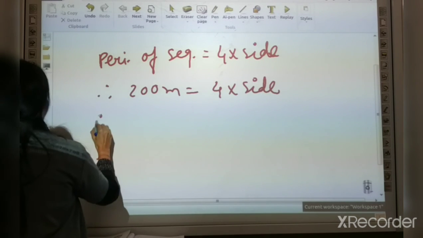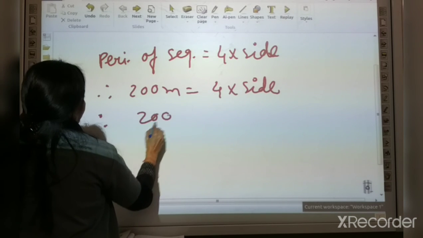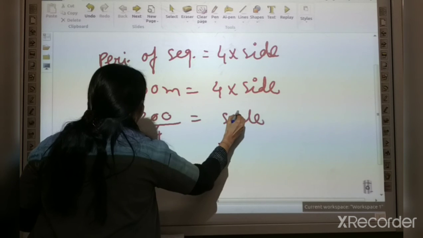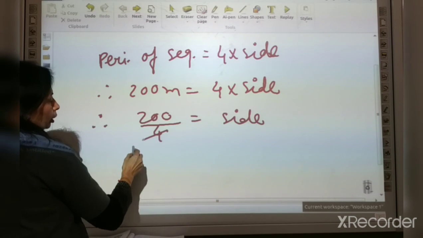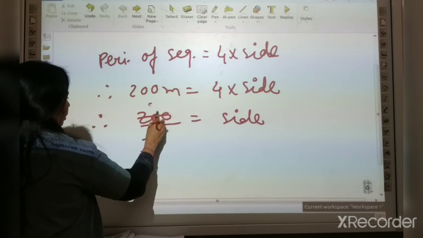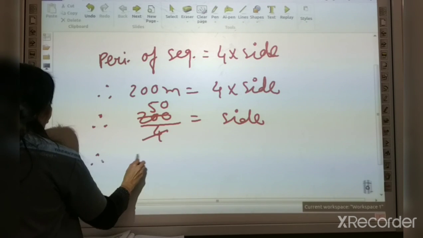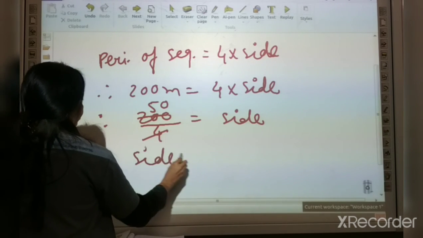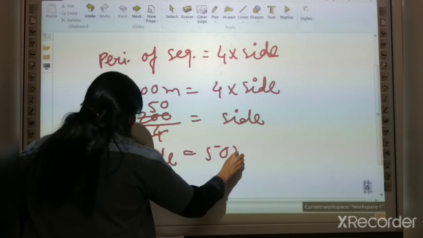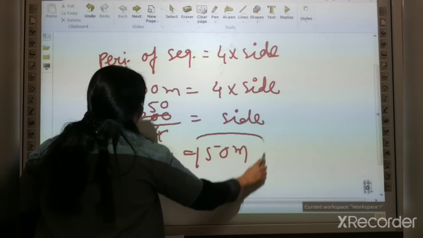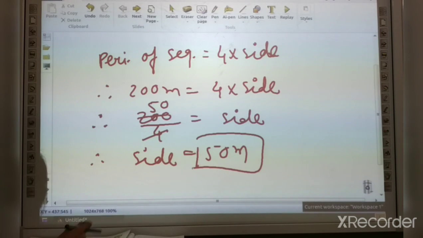Right? So 200 divided by 4. So here we find the side. Now 200 divided by 4. So answer is 50. Right? So side is equal to 50 meter. Your length is equal to 50 meter. Both are right. Right?